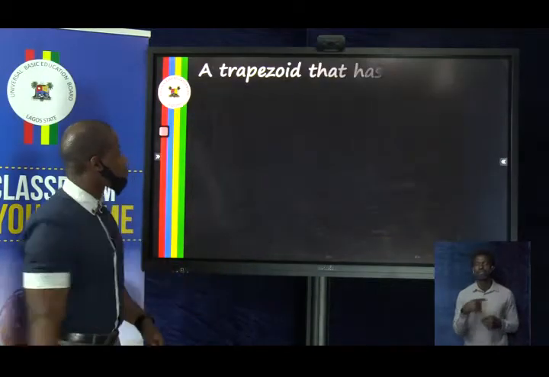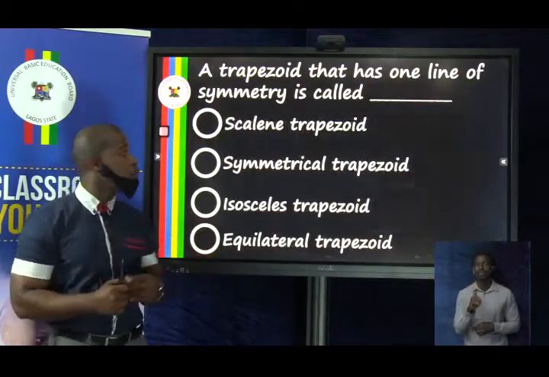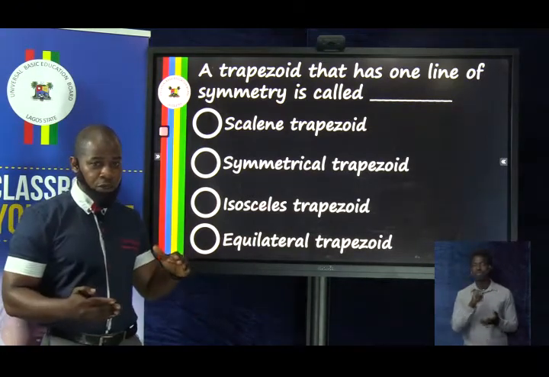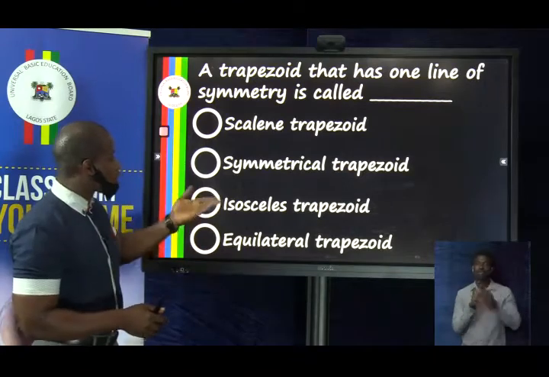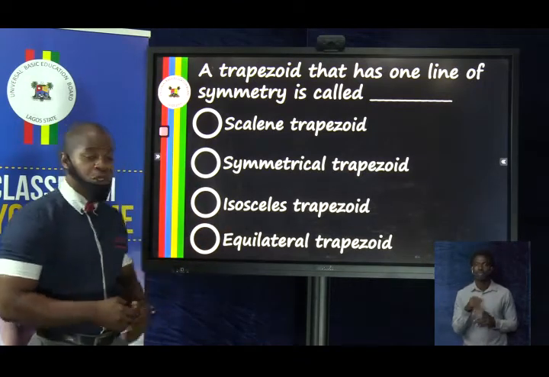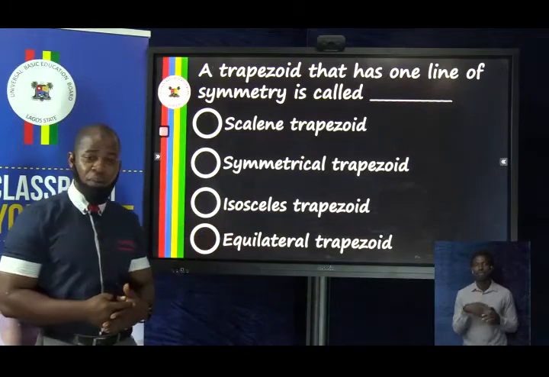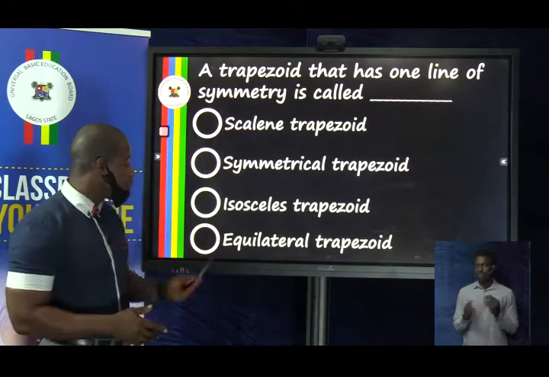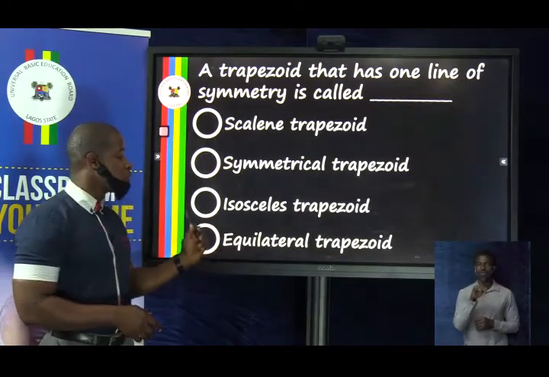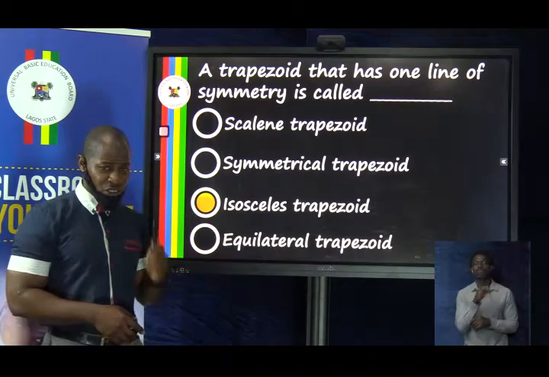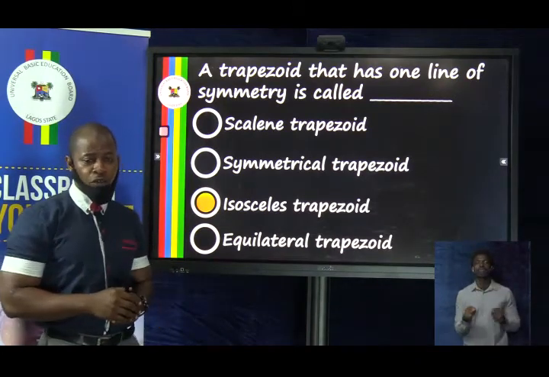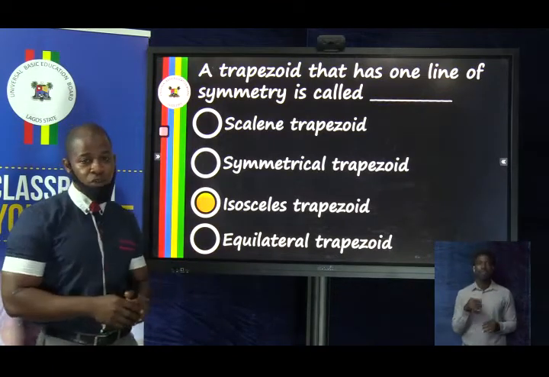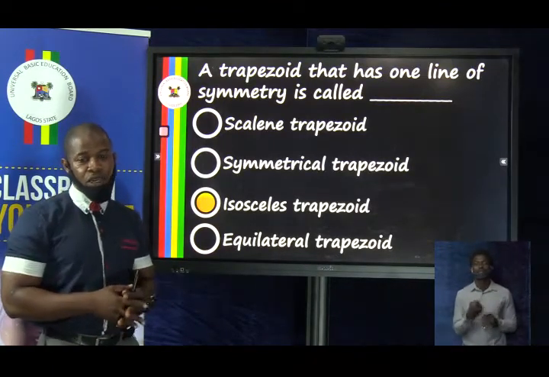Let's go. A trapezoid that has one line of symmetry, we have a name for it. What is it called? Remember that trapezium that you cut at the top? Is it a scalene trapezoid, a symmetrical trapezoid, an isosceles trapezoid, or an equilateral trapezoid? The answer is very simple. It is an isosceles trapezoid, which is gotten from the isosceles triangle. So you just cut off the top of an isosceles triangle and you get an isosceles trapezoid. It will still have one line of symmetry carried from the isosceles triangle.